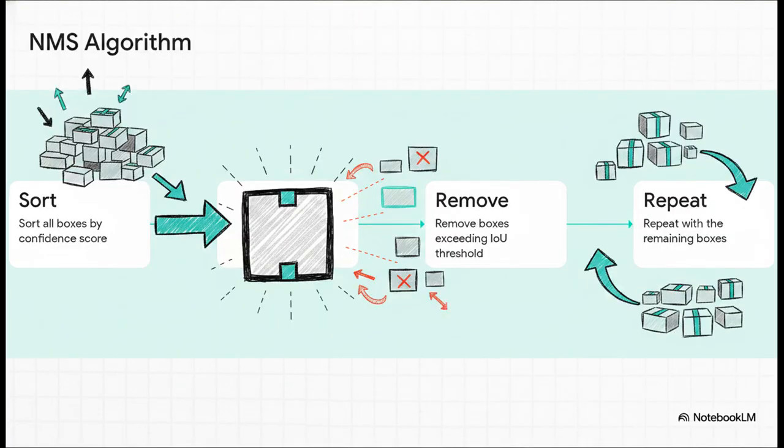Now, because YOLO is looking at a grid, it's notorious for predicting multiple overlapping boxes for the exact same object. To clean that up, we use non-maximum suppression, or NMS. Here's how the looping logic works. Step 1, you sort all your boxes by their confidence score. Step 2, grab the highest score box and lock it in as a final detection. Step 3, look at all the remaining boxes, and if their IOU overlap with our chosen box is too high, just throw them away. Step 4, repeat the process. It's a ruthless but brilliant way to filter everything down to just the single best box per object.